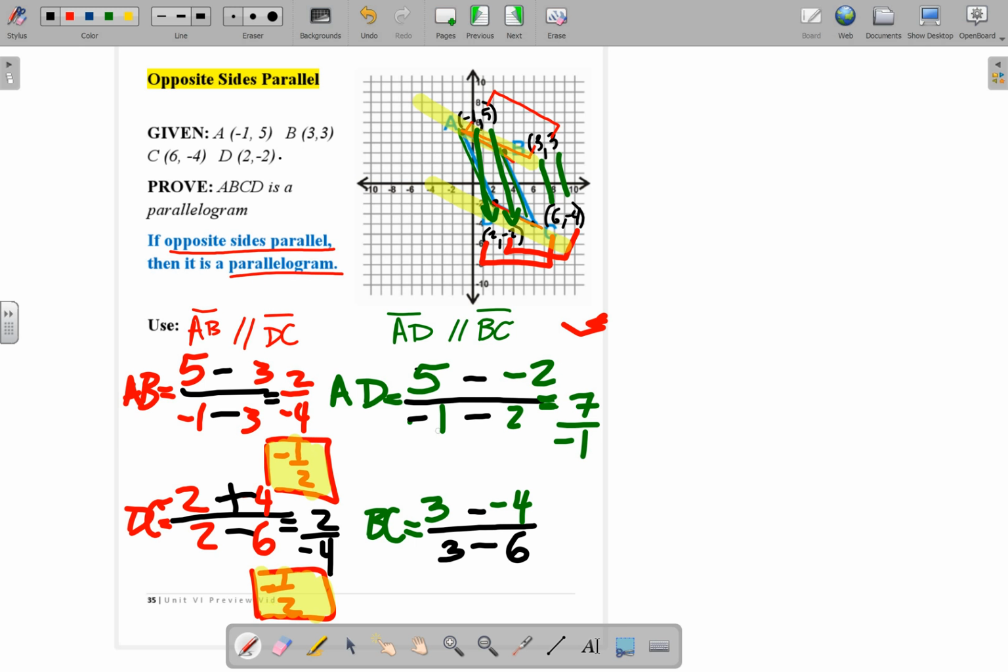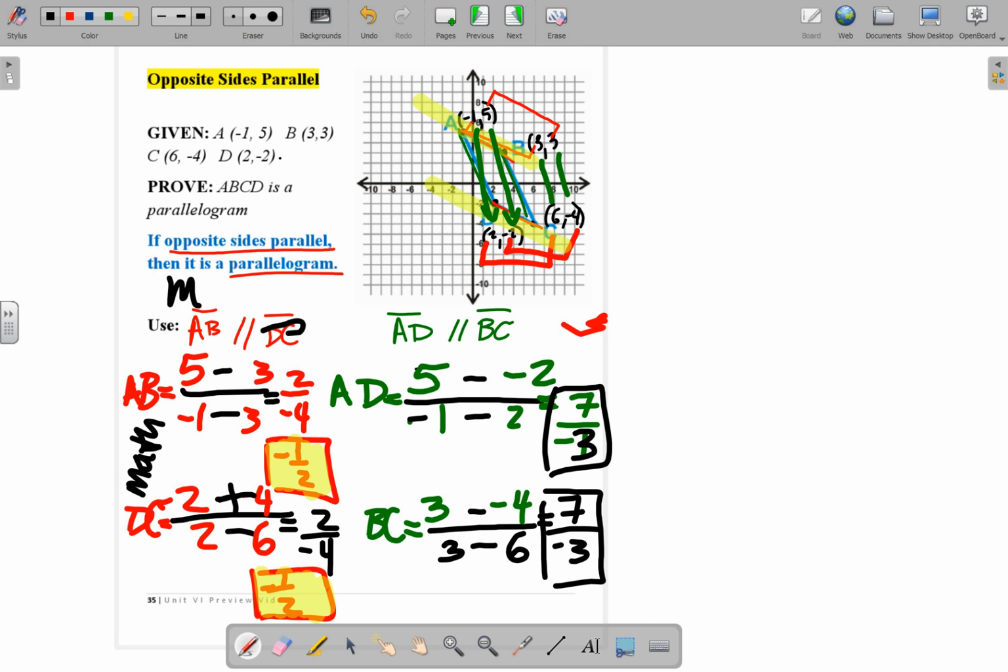That was negative there, so this is going to be -3 right there. This is positive 7 over negative 3 again, so we just proved that those are also parallel. So you have math and then you have meaning. So here's our math, and then here's our meaning. Our meaning is the fact that they are parallel. Math has meaning.